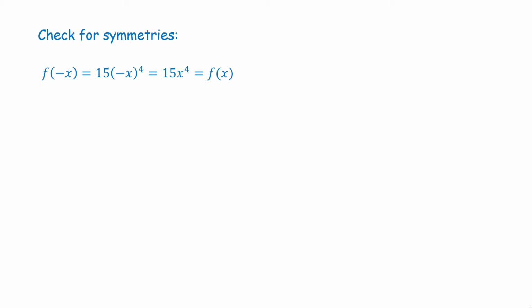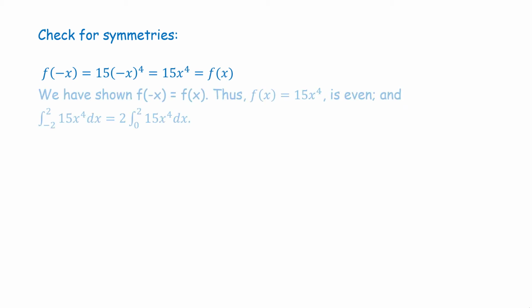F of minus x is 15 times, where the x was, we replace with negative x to the fourth. That is equal to 15x to the fourth, which is the original function. We have shown that f of minus x equals f of x for f of x equals 15x to the fourth. Thus, f of x equals 15x to the fourth is even, and we can compute the integral from -2 to +2 of 15x to the fourth dx as twice the integral from 0 to 2 of 15x to the fourth dx.